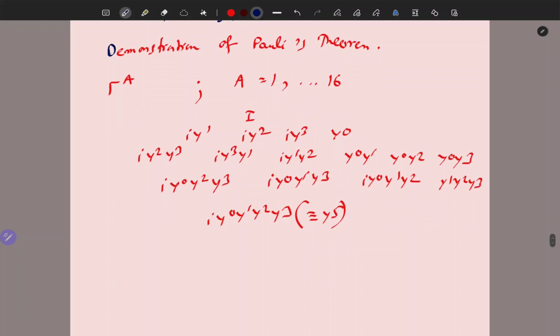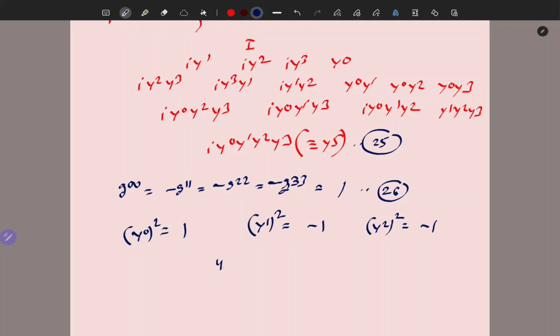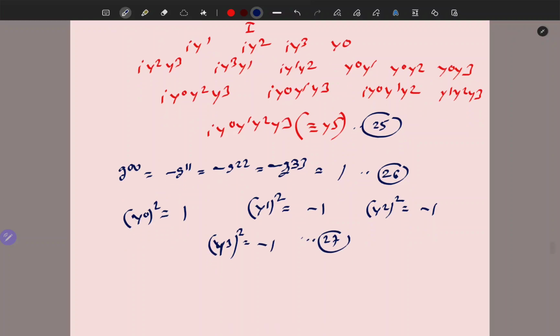Note that we are using the metric convention g00 equal to minus g11 equal to minus g22 equal to minus g33 equal to 1. This is equation number 25. It follows that gamma 0 squared equal to 1, gamma 1 squared equal to minus 1, gamma 2 squared equal to minus 1, and gamma 3 squared equal to minus 1. This is equation number 27.